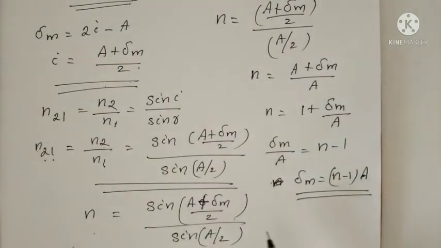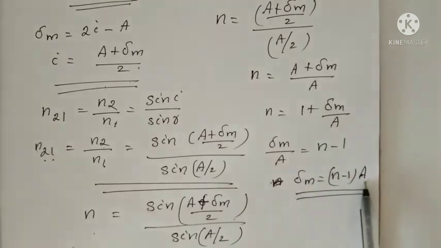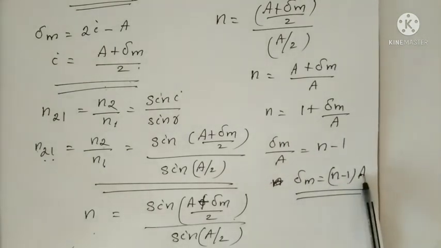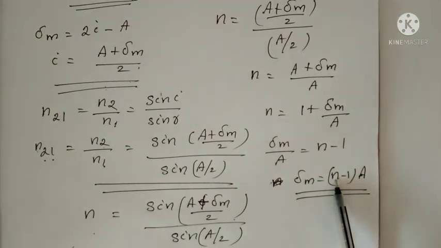So this is the deviation produced by a small angled prism, and it does not depend on the angle of incidence. Okay, so this angle of minimum deviation depends on the angle of the prism. It does not depend on the angle of incidence. It depends on the angle of the prism and refractive index of the material. Clear?